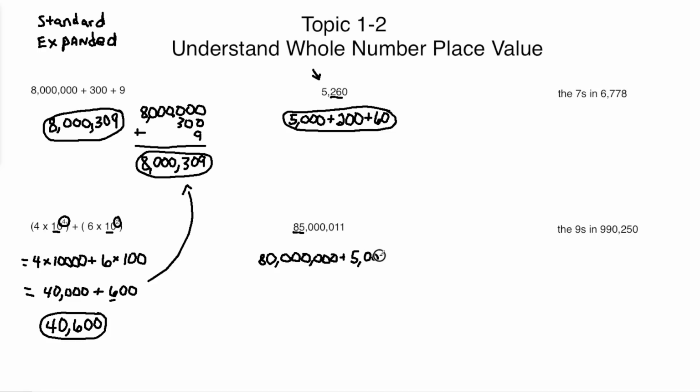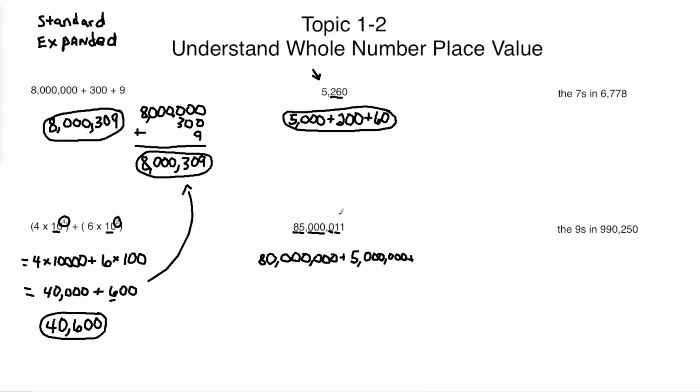6 zeros, separated by a comma because they're grouped in threes. All right, there's nothing in the thousands place. There's nothing in the hundreds place. So we don't need to write that.